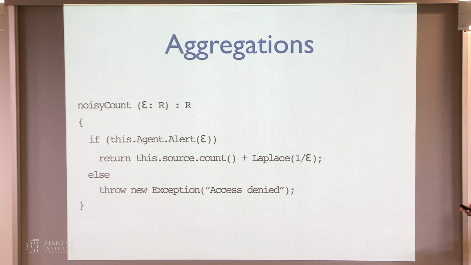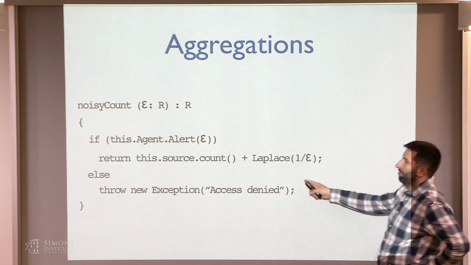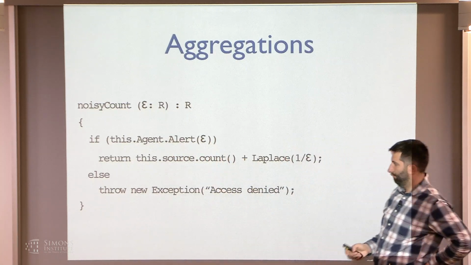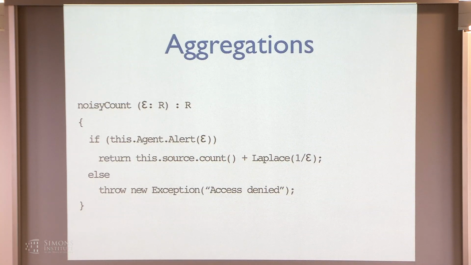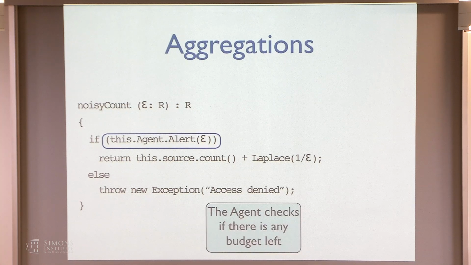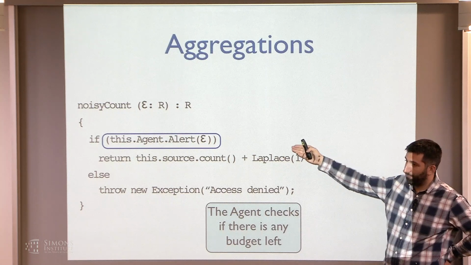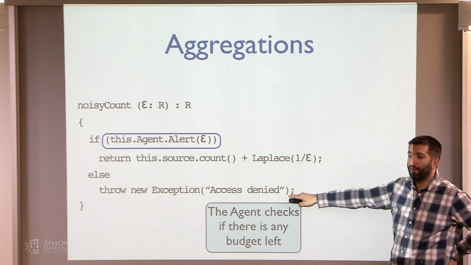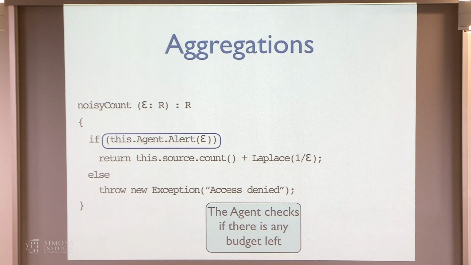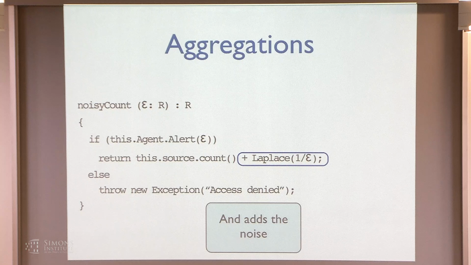Let's look into that. This is what the aggregation looks like. It is the implementation of noisy count. Again, here we have the implementation of count just in LINQ, like before, but now we add Laplace noise. And here is where we check if we have enough budget. So before adding noise and returning the answer, we check if we have enough budget. If we don't, we throw an exception, and we add Laplace noise.